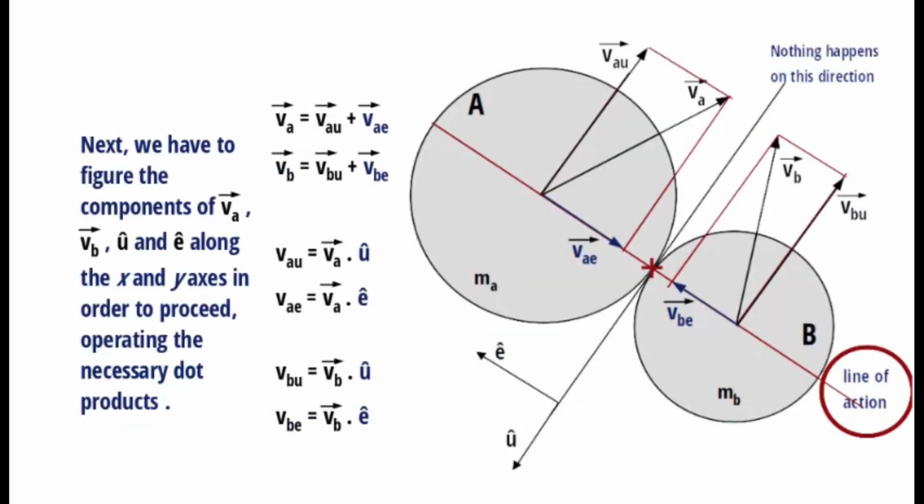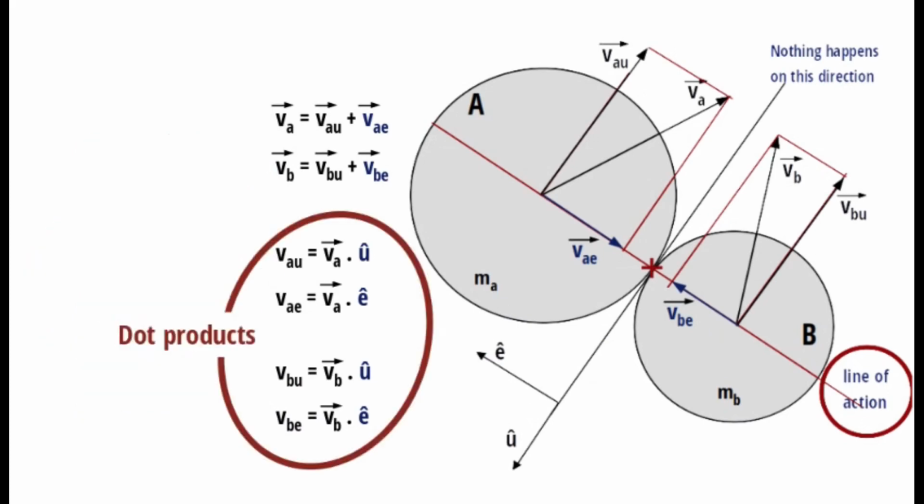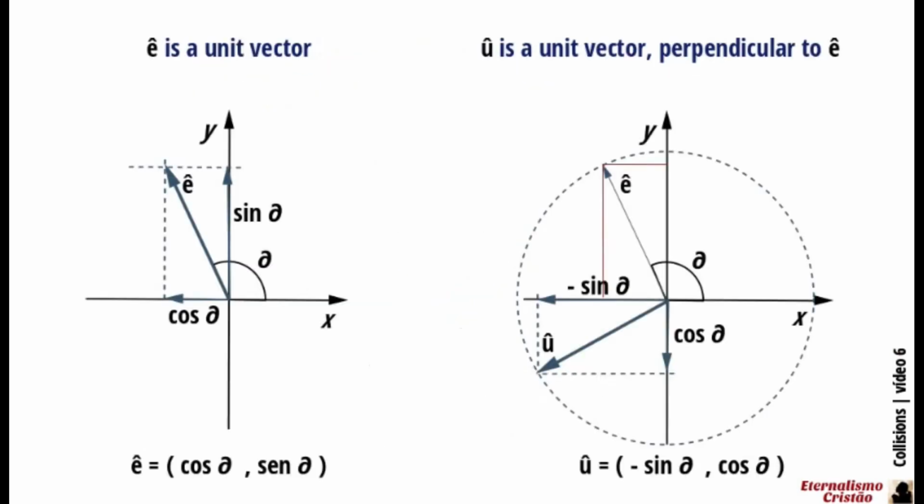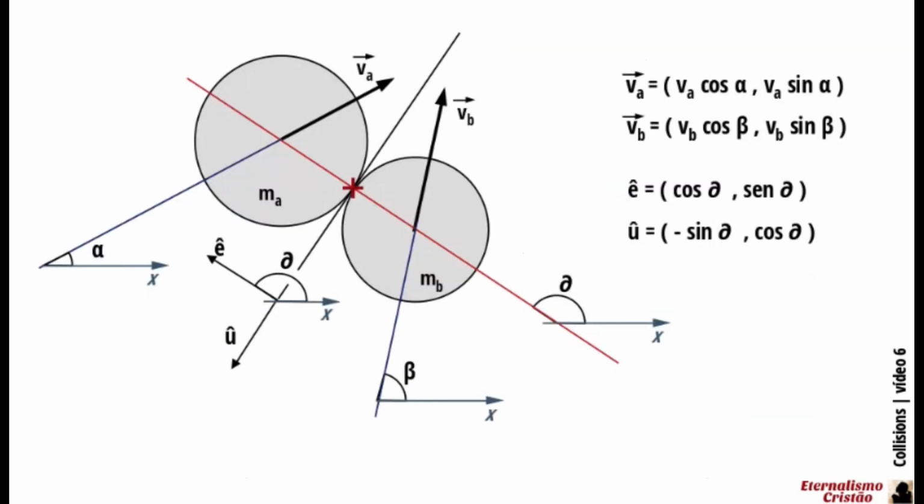First, we have to find the components of the initial velocities, VA and VB, and of the unit vectors, U and E, along the x and y axes in order to proceed, operating the necessary dot products. Remember how to define a vector, from its magnitude and the angle of its direction with the x-axis. Our unit vectors are perpendicular and can be defined just by the angle delta. We describe the initial velocities by their magnitude and the angle they define with the x-axis.